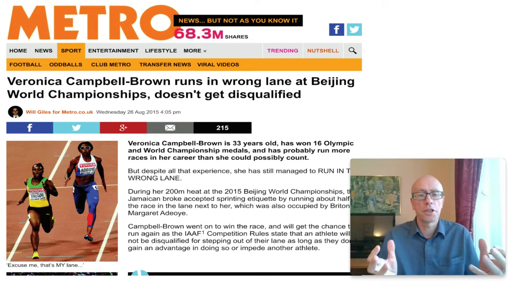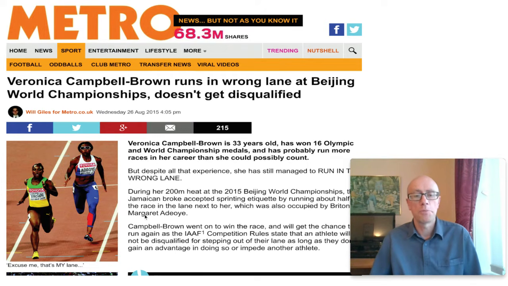Okay, so you've got a contrast, you've got juxtaposition of the two different nationalities which pre-modify the actual proper nouns of their names. "Campbell-Brown went on to win the race and will get the chance to run against the IAAF competition rules state that an athlete will not be disqualified for stepping out of their lane as long as they do not gain an advantage in doing so or impede another athlete."